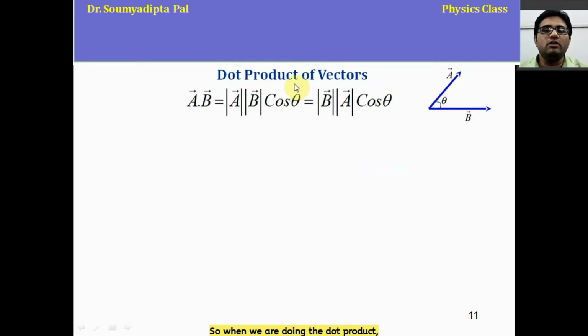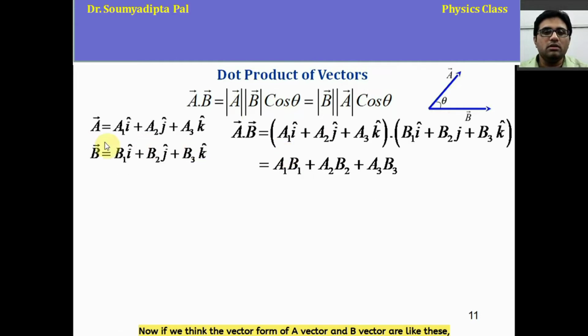So when we are doing the dot product, we require two vectors. So here A and B vectors. If we perform the dot product, the magnitude will be the magnitude of A vector multiplied by magnitude of B vector, then cos theta. Here theta is the angle between these two vectors. Now if the vector forms of A vector and B vector are like this, then if we perform the dot product between them, we get this value. That means the dot product gives us a scalar quantity, right?